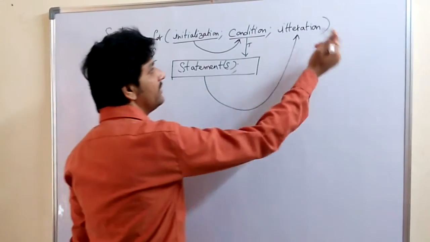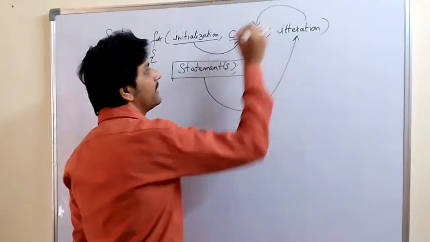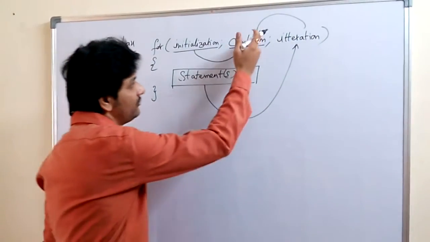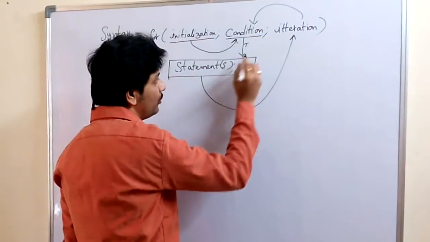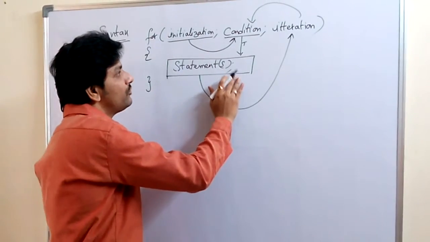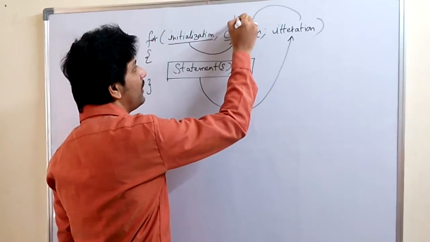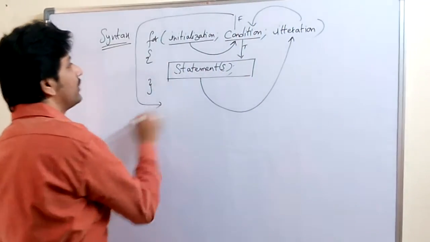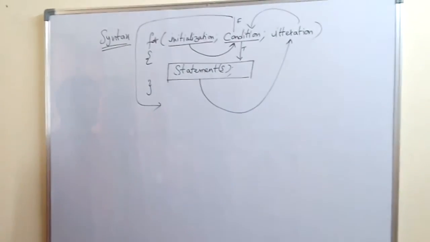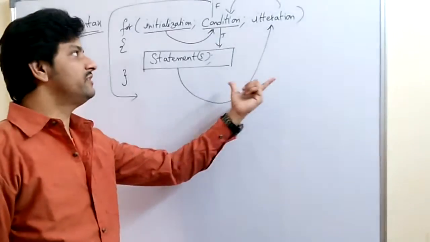After iteration, once again it comes to the condition. If the condition is once again satisfied, it will move and execute the statements. Whenever the condition is false, it will come out of the loop. So this is the syntax.